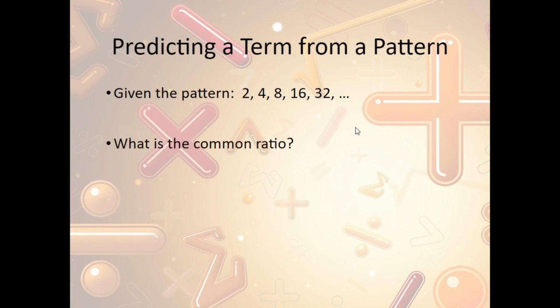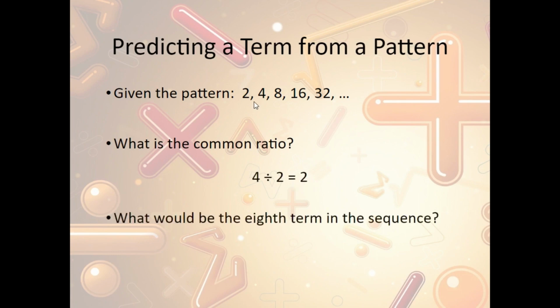Again, let's look at another example. What is the common ratio? We know that the common ratio is 2. Now, what would the eighth term be? Well, this is the 1, 2, 3, 4, 5 term. So we need to multiply by 2 3 more times. So this is 32 times 2 times 2 times 2. When we multiply that all out, we get 256. So our eighth term would be 256.